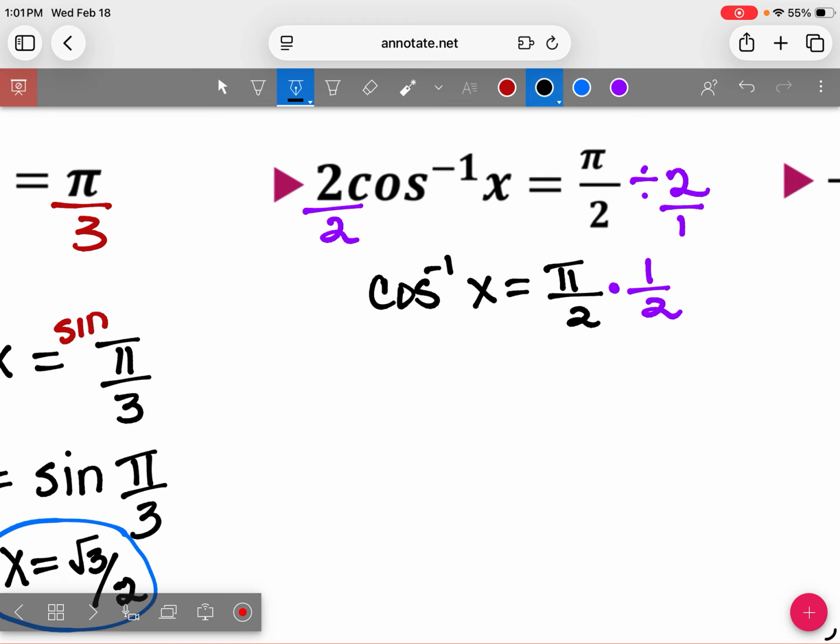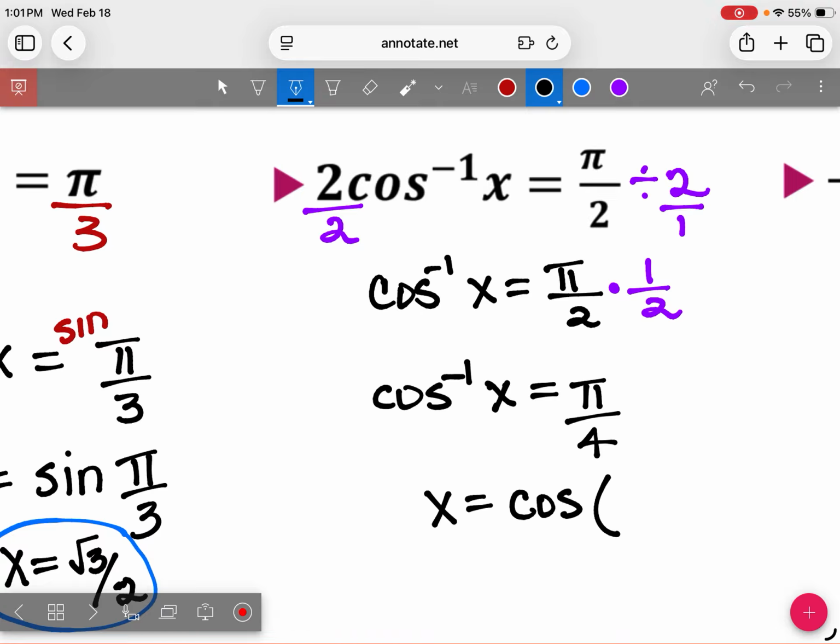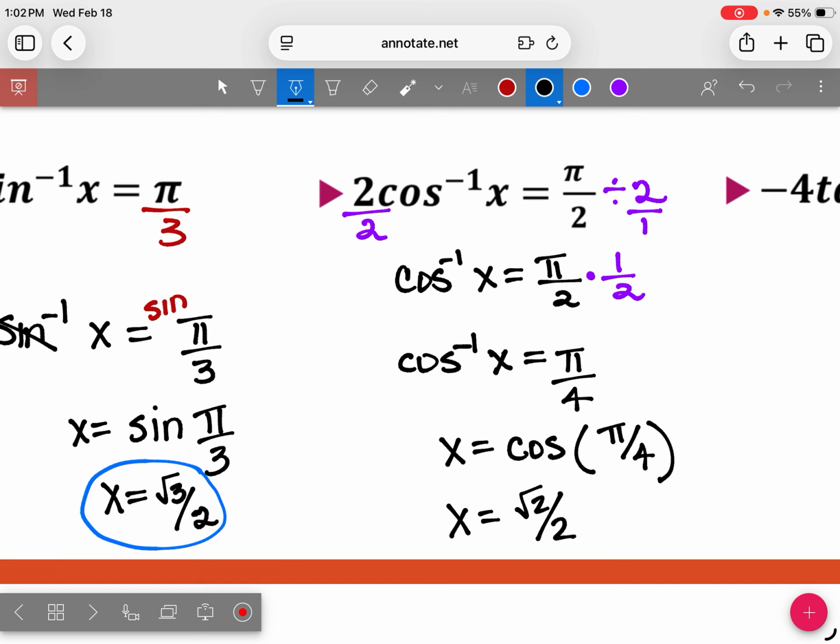So then that'll give me the inverse cosine of angle x equals pi over 4. The opposite of an inverse cosine is a regular cosine. So x equals the regular cosine of pi over 4. Go ahead and look at your unit circle and tell me what is the regular cosine of pi over 4. And you should get positive root 2 over 2. Anybody else get that?